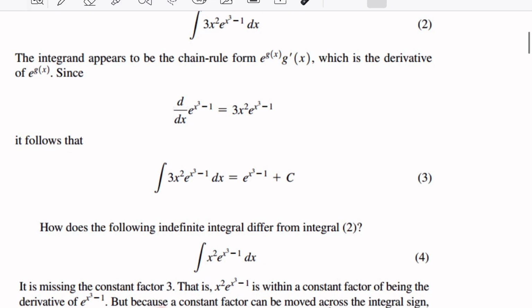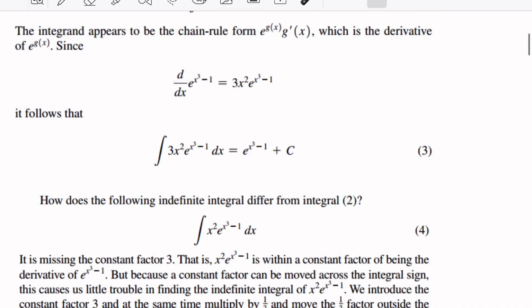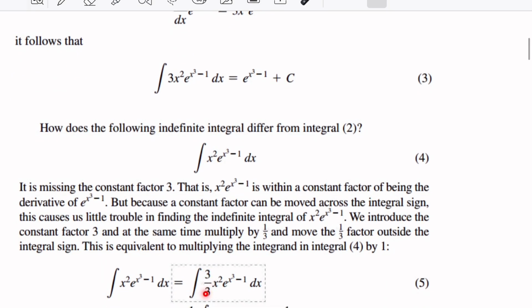So, because a constant factor can be moved across an integral sign, what we can do is rewrite this guy. So we'll introduce the constant factor of 3 at the same time, multiply by 1 over 3, and move the 1 over 3 factor outside the integral sign. Right? So if we're essentially multiplying this guy by 1 over 3 times 3, so that's 3 over 3, we're just multiplying this guy by a factor of 1. So we're not actually changing this integral here. So what we mean is we're multiplying by this factor of 1 here, and then we're pulling 1/3 out, so that we're left with this guy here.